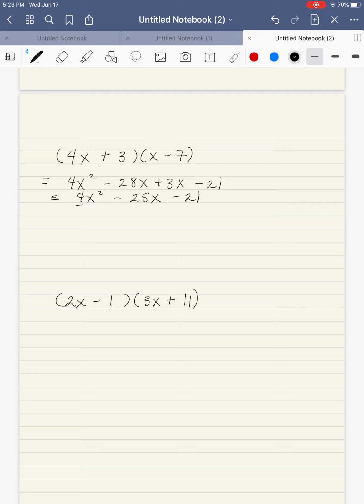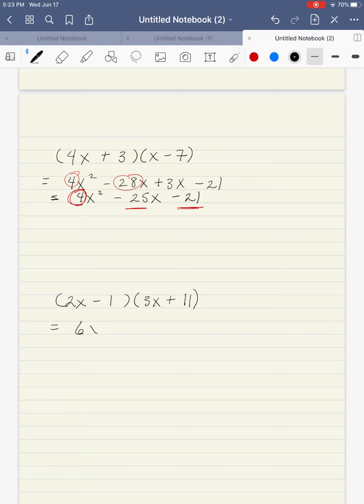Now notice here, I have a coefficient of 4. I cannot just say what two numbers multiply to give me negative 21 and add to give me negative 25. In the first place, there aren't any two numbers that do that. And in the second place, notice that multiplying by this 4 changes the process. So we're going to have to do more work on these. You cannot just say what numbers multiply to give me this and add to give me this because of the 4 here.